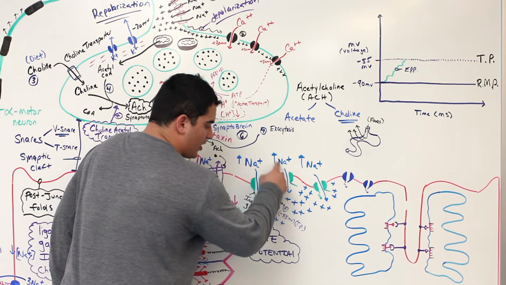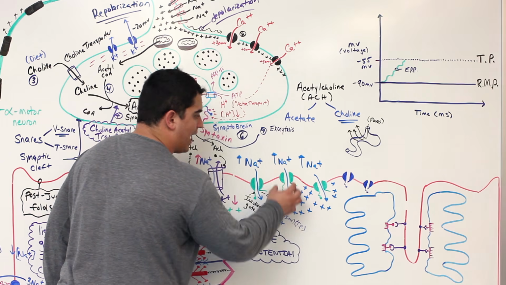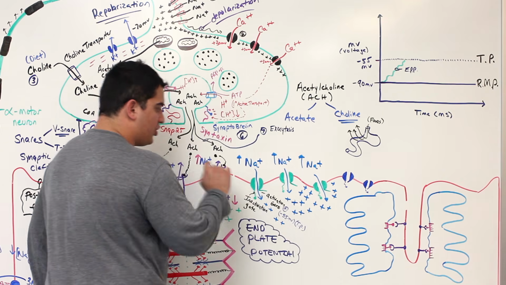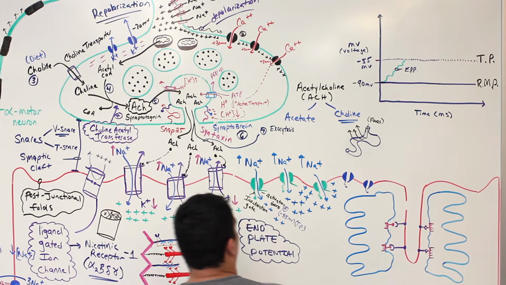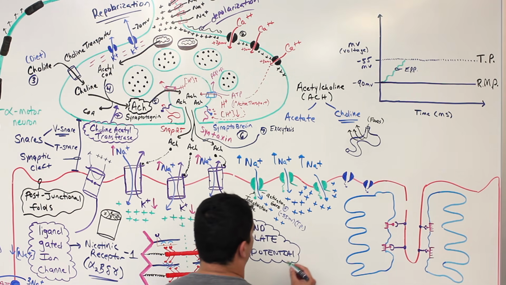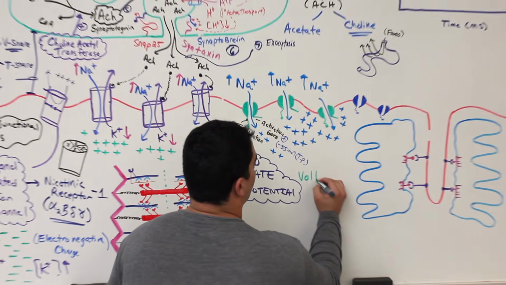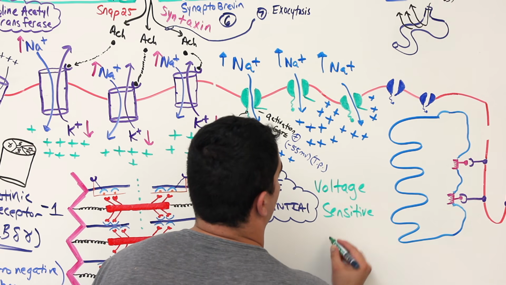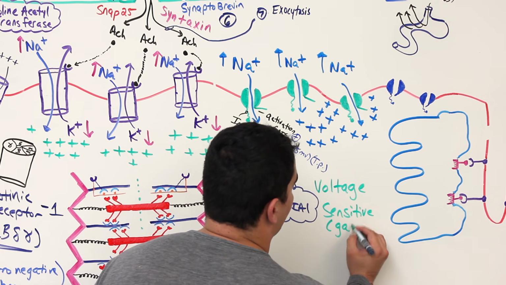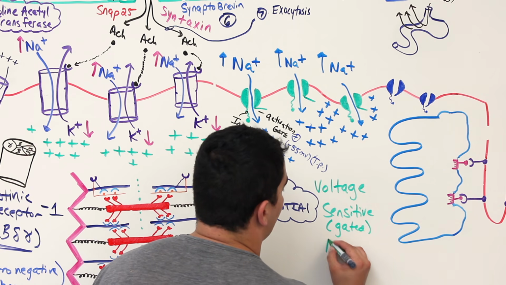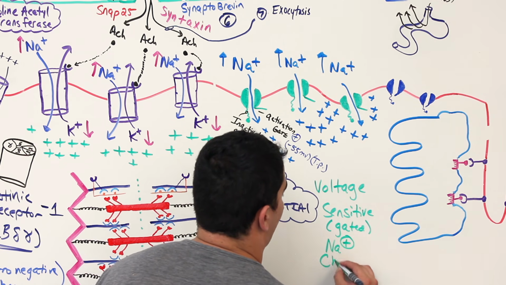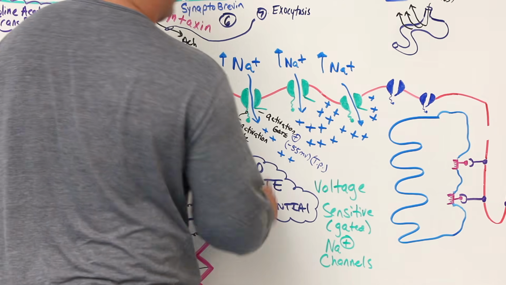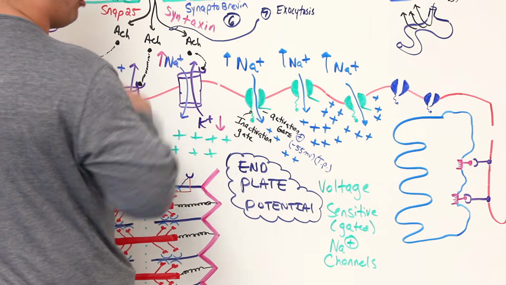As sodium keeps coming in and coming in, moving from high concentration to low concentration through these channels, what are these channels called? Let's write these channels down. What are these green channels called? These green channels are specifically voltage sensitive, or gated, sodium channels. I want you to remember that they have an activation gate and an inactivation gate. The activation gate is stimulated when you reach threshold potential.